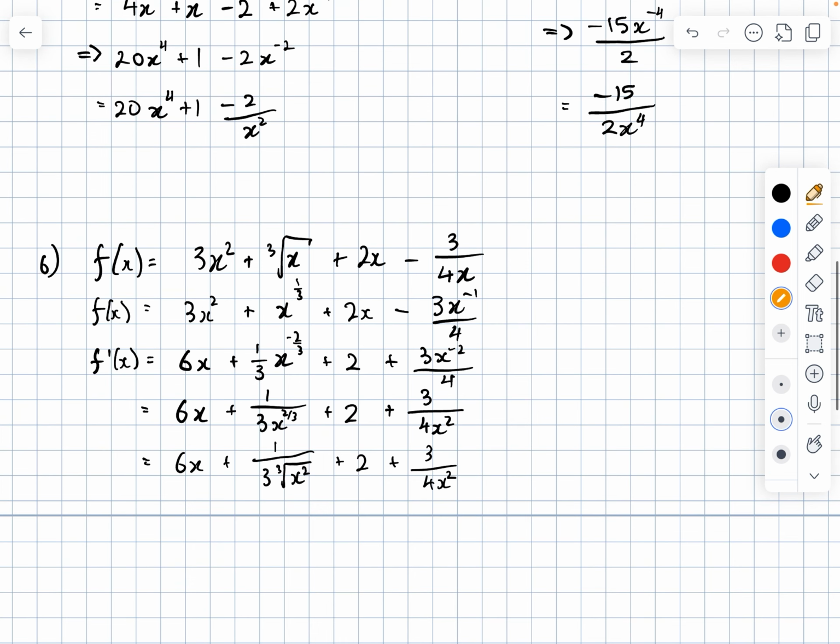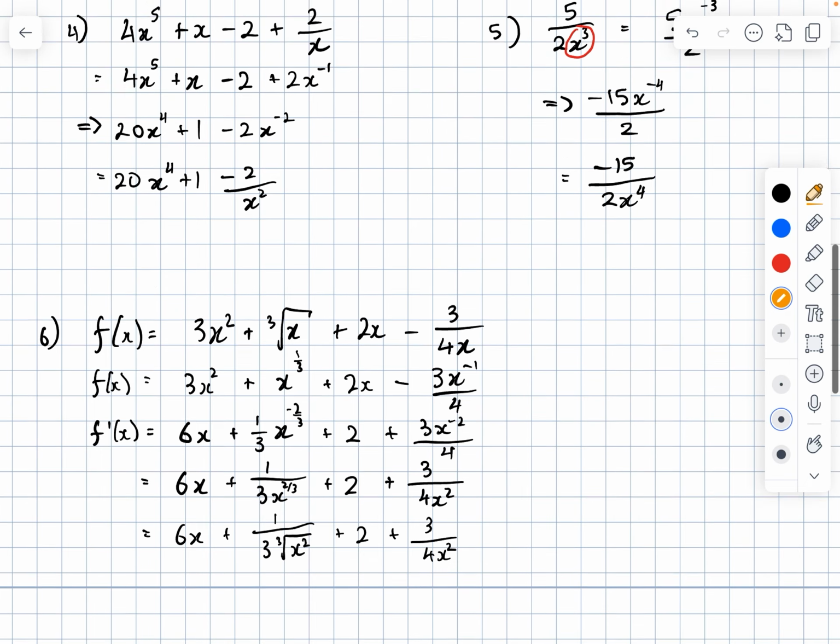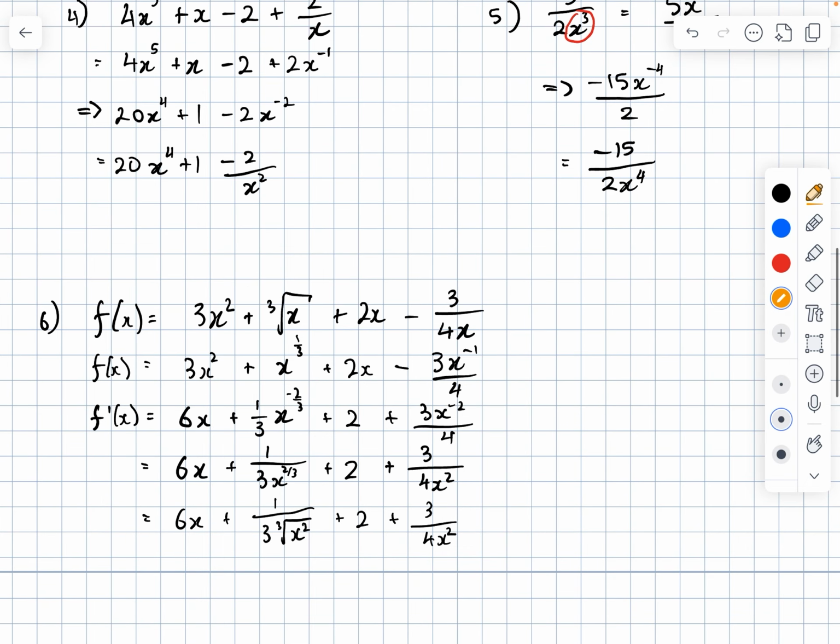Now, it's really important that we know our surd rules, so make sure that you do know that if you have something in the form the nth root of x to the power of m, that's the same as saying x to the power of m over n.